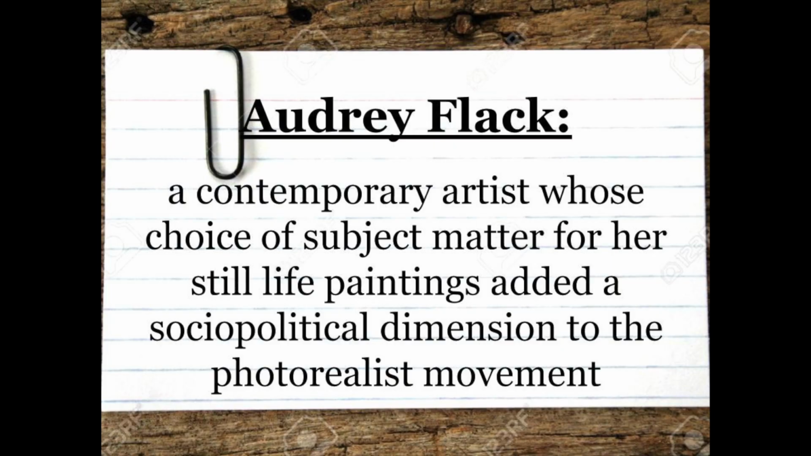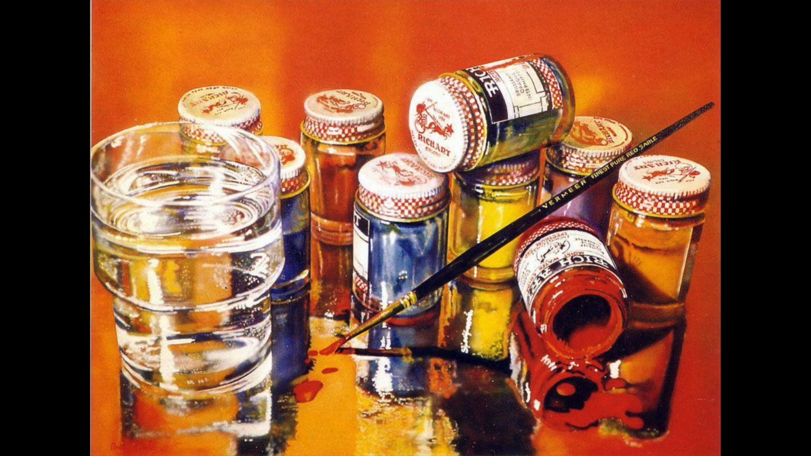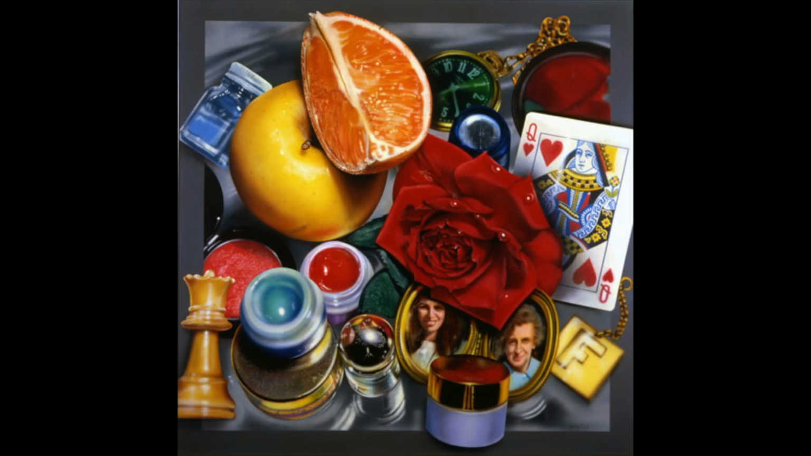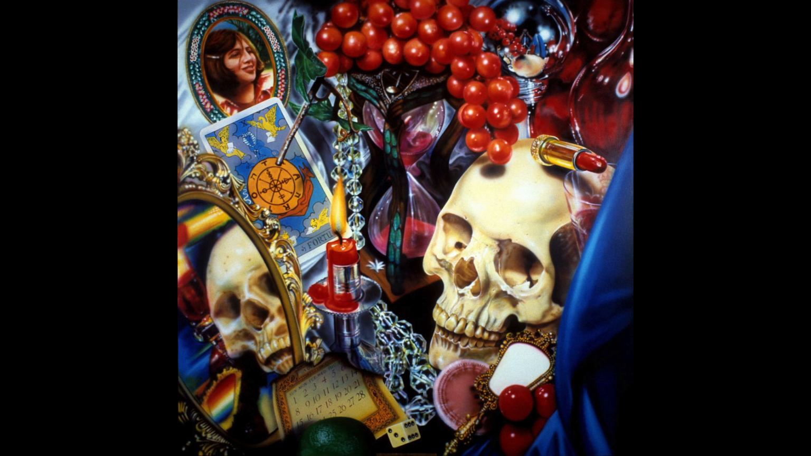Now, Audrey Flack is still alive today, and she is a contemporary artist whose choice of subject matter for her still life paintings added a socio-political dimension to the photorealist movement. Essentially what that means is that we've talked about photorealism before, and that's definitely something that she tries to achieve in her work, making things look as realistic and lifelike as possible. And within the past 50 years or so, she has really taken a liking to still life paintings in particular.